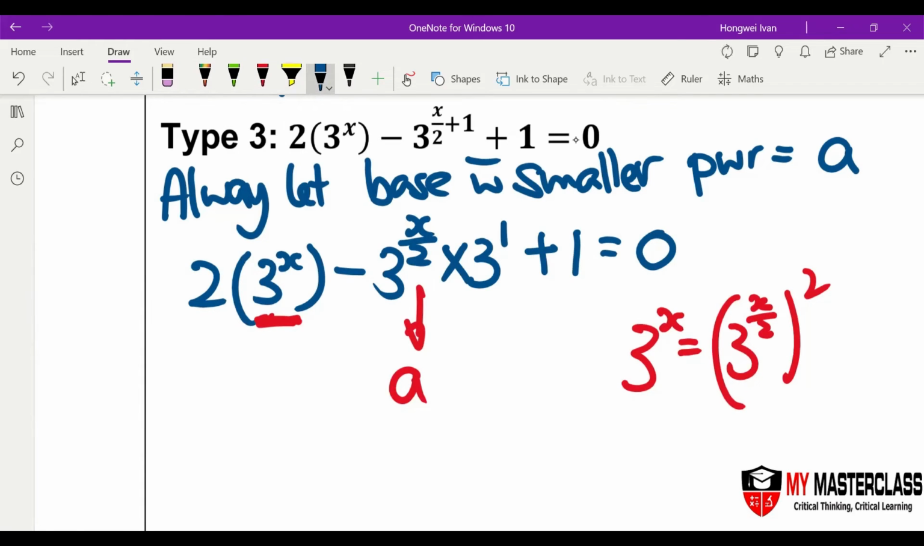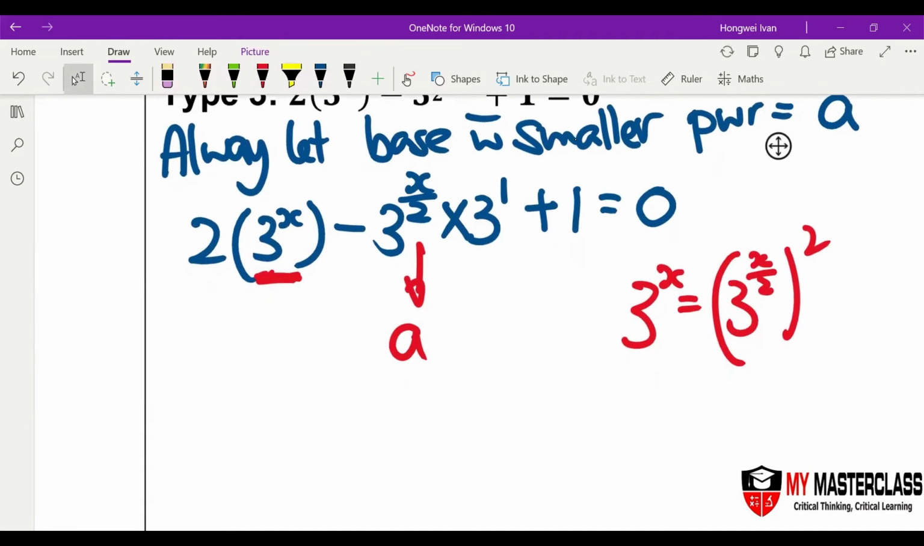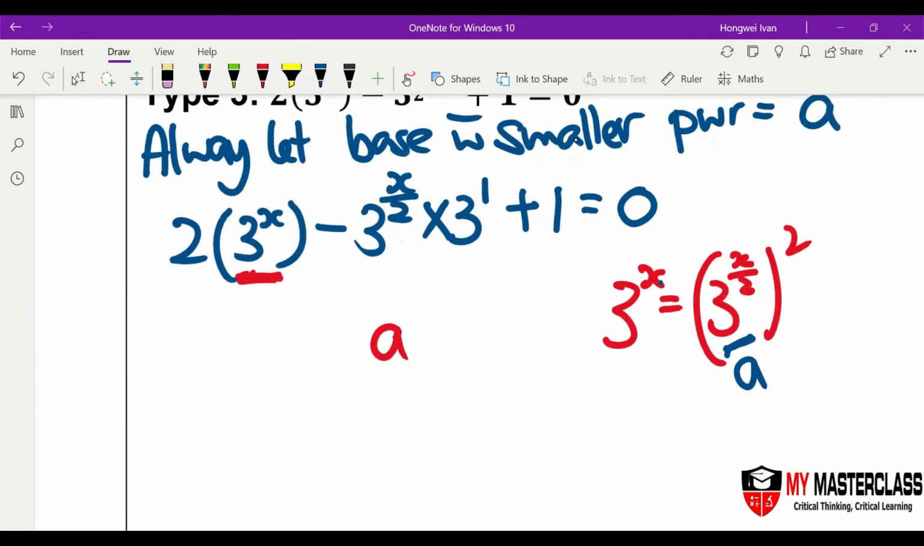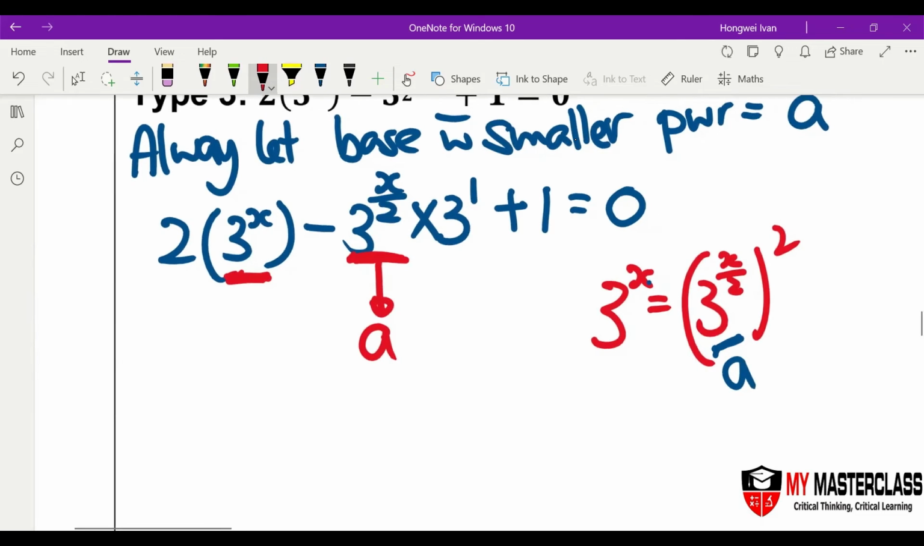What do you think this is? If this guy is A, what is 3 power x equal to? If 3 power x over 2 is A, then 3 power x is equal to this one squared. So what is 3 to the power x equal to? It is 3 to the power x over 2 bracket square, and 3 to the power x over 2 is A. So this is equal to A squared. Agree or not, Kevin?